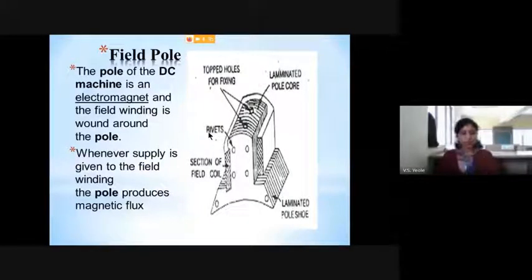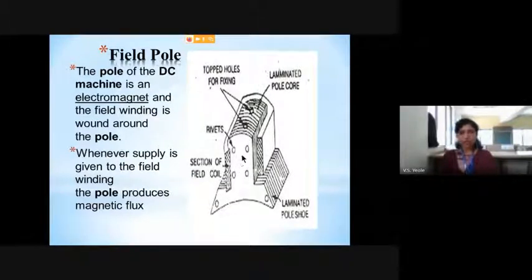So the first part is called as field pole. Now in this field pole, you can see that it has a number of sections. One section of the field pole is called as one lamination. A number of laminations are attached together to form one field pole. Now why is this done?